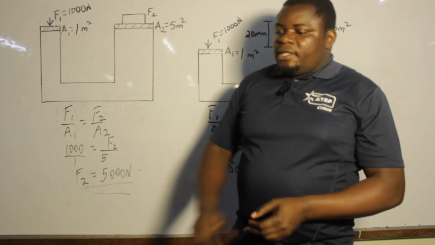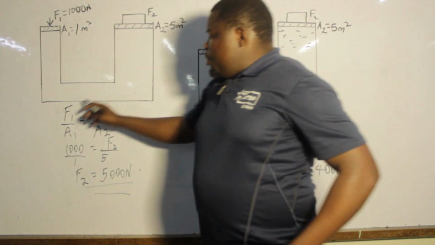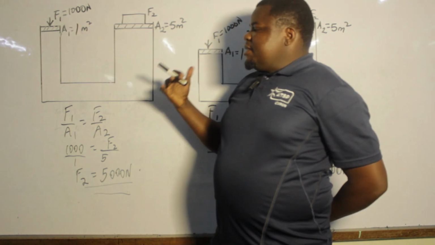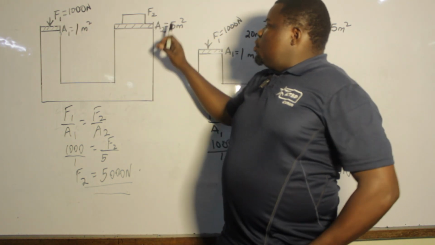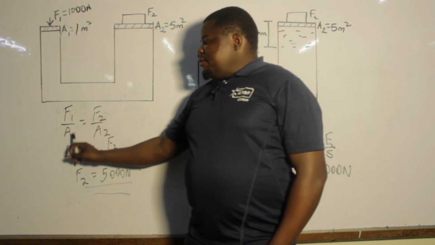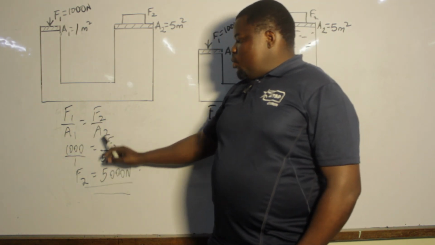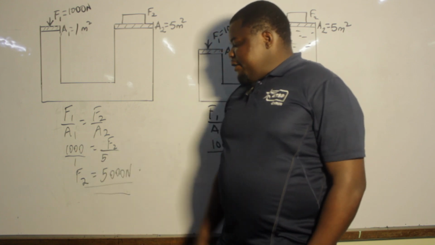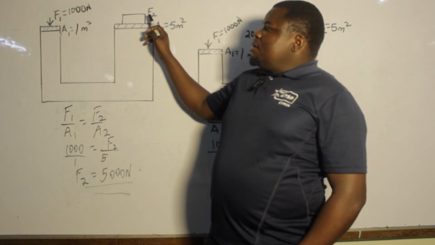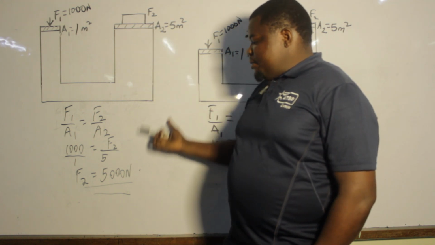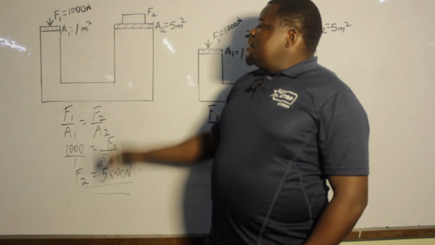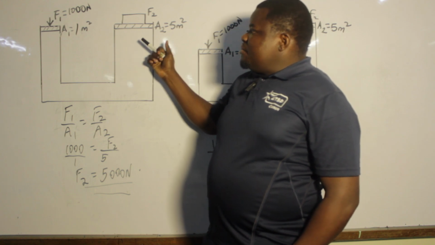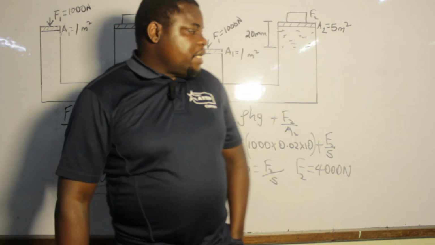So what happens is we have a ratio here. The ratio of force 1 to area 1 should give us the same ratio of force 2 to area 2. So F1 over A1 equals F2 over A2. Substituting, we have 1,000 over 1 equals F2 over 5. And the force 2 produced here is actually 5,000 newtons. So the ratio in which area is multiplied is the same ratio in which force is multiplied.